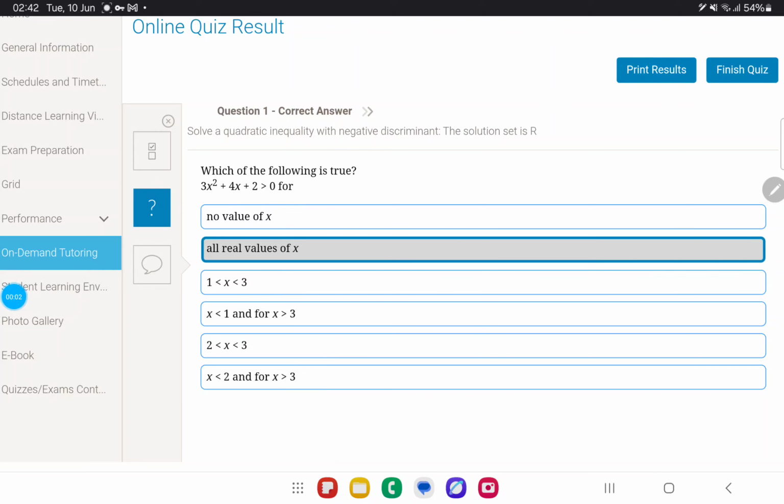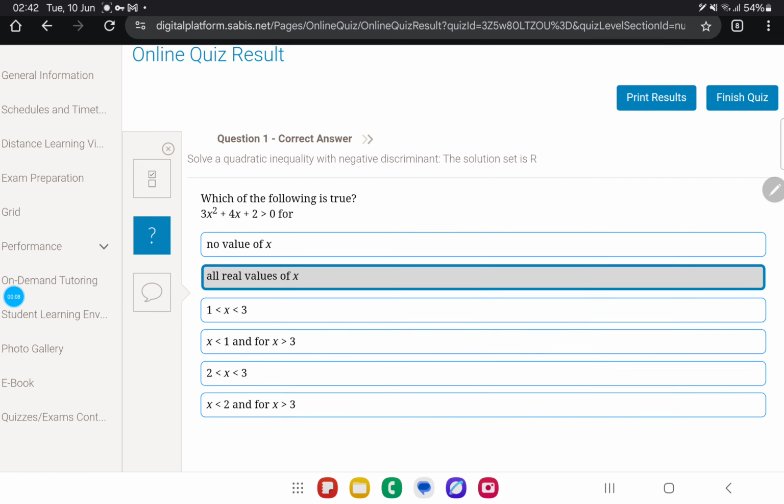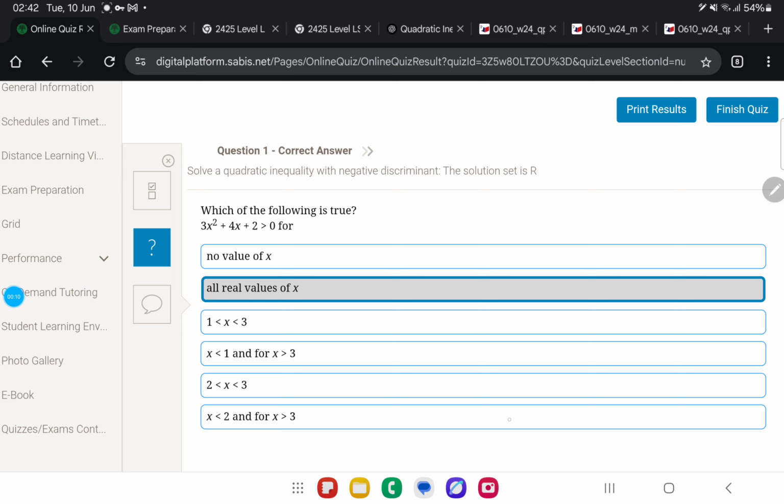Hey guys, today I'll be explaining the Algebra section 3.4 quiz. Alright, so let's begin. It needs a bit of understanding, so focus up.